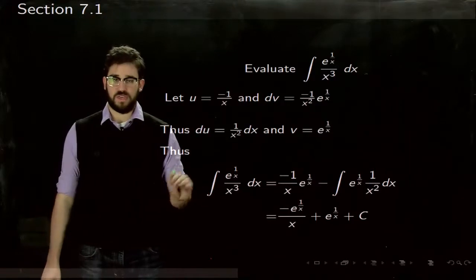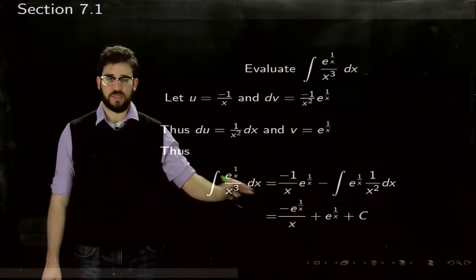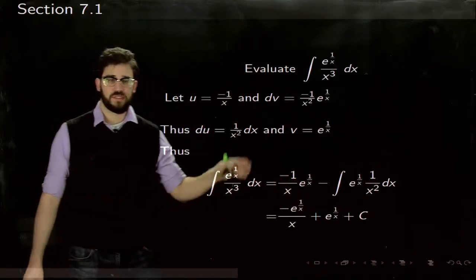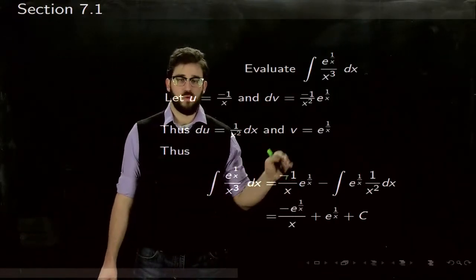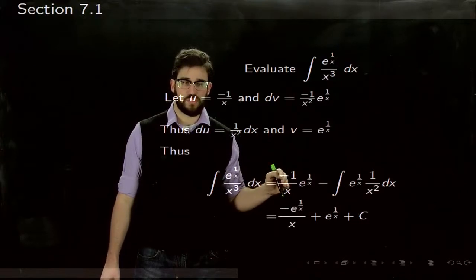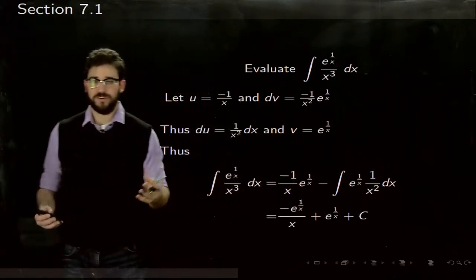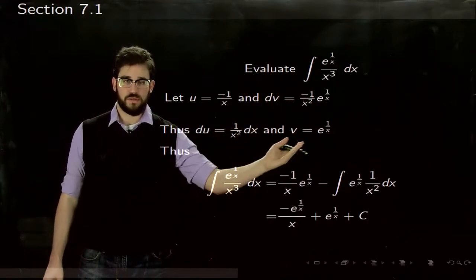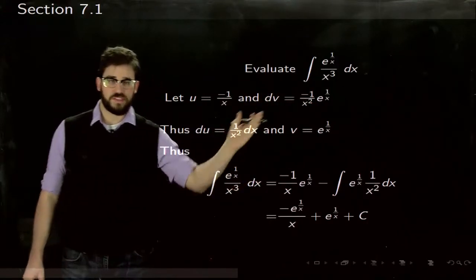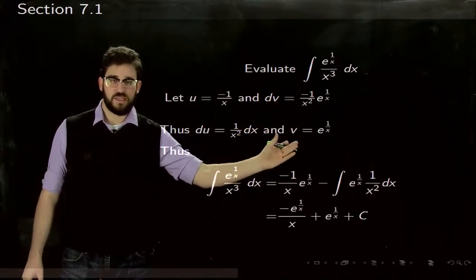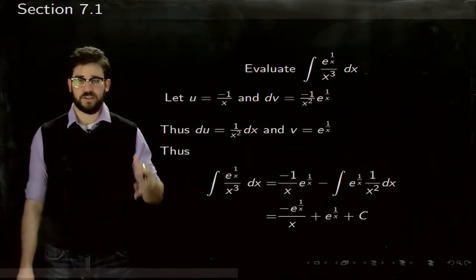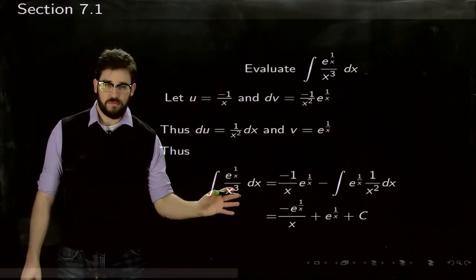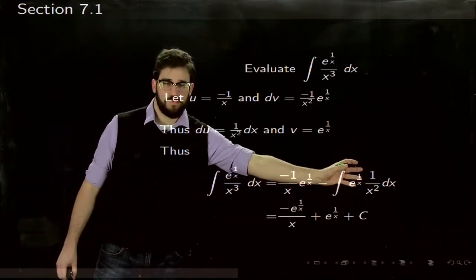We have the integral of e to the 1 over x over x cubed dx equals v times u minus the integral of e to the 1 over x times 1 over x squared dx, which we just looked at here as the antiderivative of this value here of dv, which is e to the 1 over x, which makes our second integral pretty easy to evaluate. So we have our integration by parts formula.